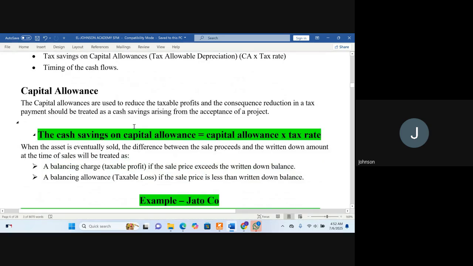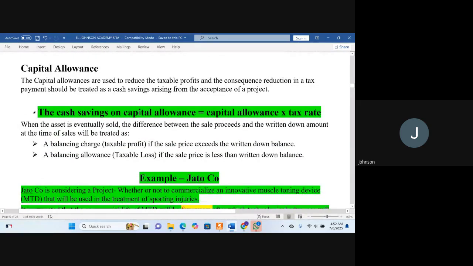Now let's not look at capital allowance now. I'm going to look at examples of how to do it. Once you have done all these things bit by bit, then we go straight and do a full question where everything that we have considered so far will be treated in the question.